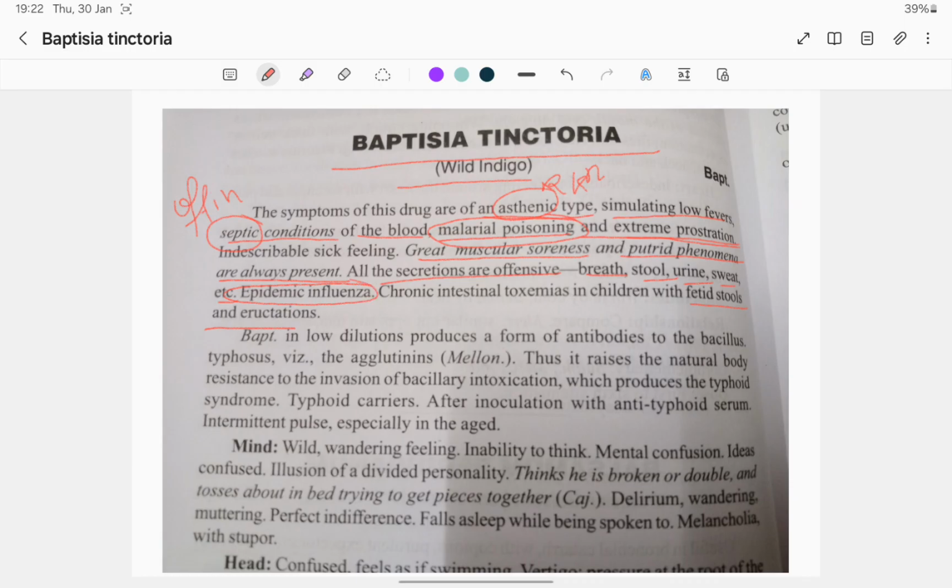Baptisia in low dilutions produces a form of antibodies to the bacillus typhosus, namely the agglutinins. Low dilutions act well for forming antibodies to the bacillus typhosus, that is Salmonella typhi, which causes typhoid fever.